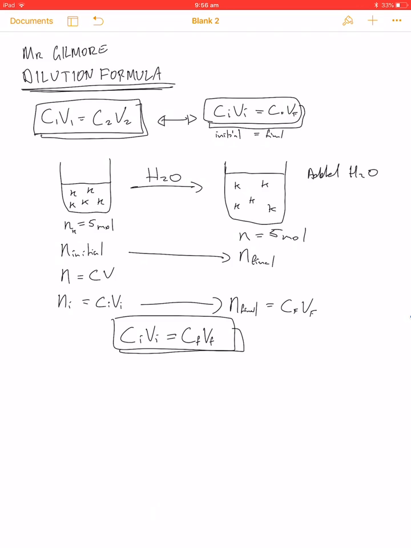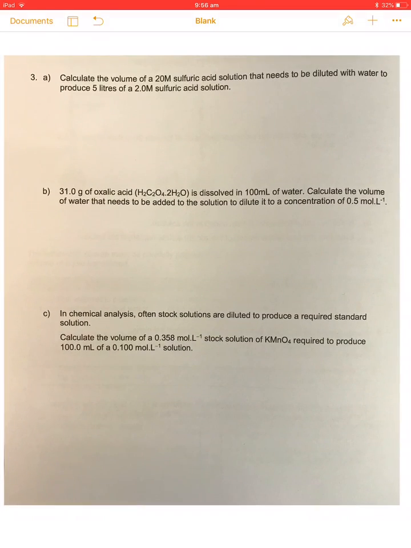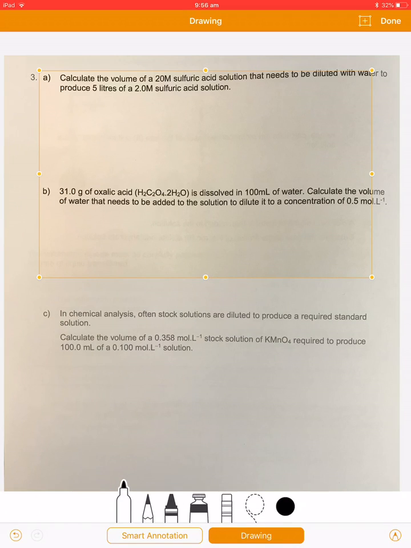So now let's just do a quick calculation with that. So just doing this question up here. Calculate the volume of 20 molar sulfuric acid. Now this little thing, if you see 20 molar, sorry, my pen's not working. If we see 20 molar, what that means is 20 moles per litre, so that's our concentration. So calculate the volume of a 20 mole per litre sulfuric acid solution that needs to be diluted with water to produce 5 litres of 2.0 molar sulfuric acid solution.